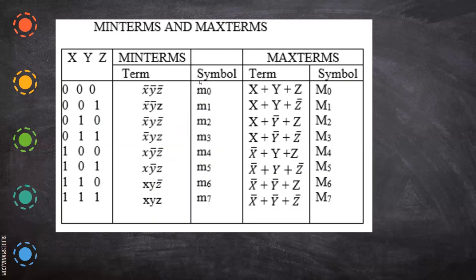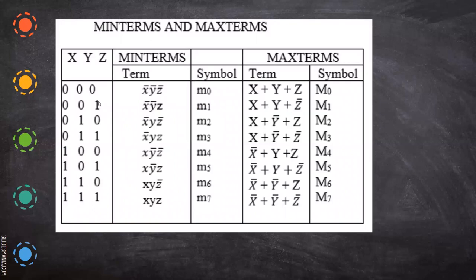Now, when you write it in terms of symbol, you write it as m0. That is min term m0, min term 1, 2, 3, 4, and 5. So here it is x bar, y, and z bar.